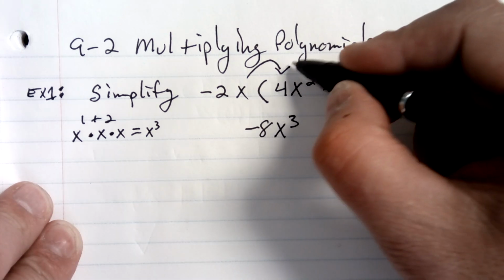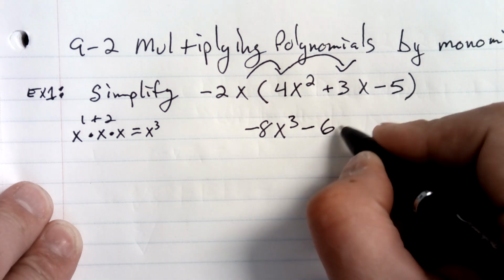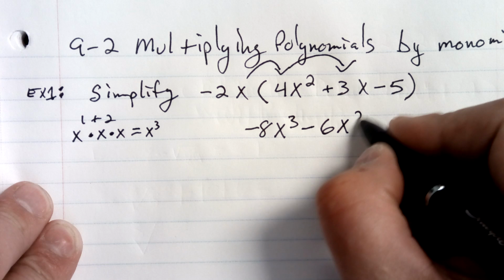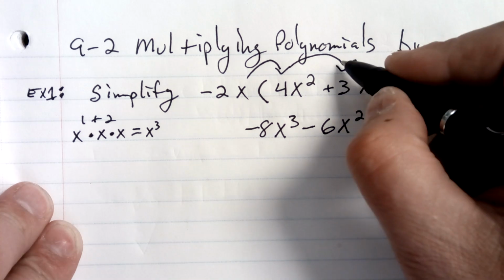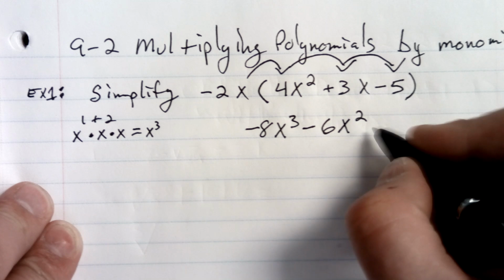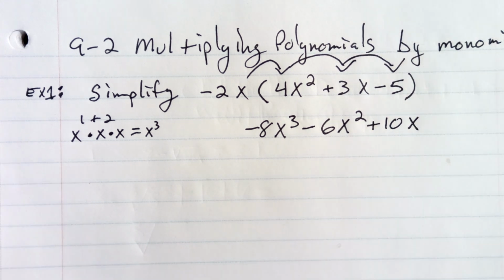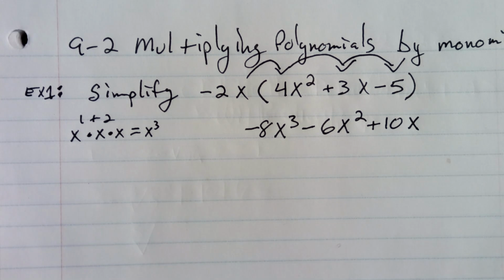Negative 2x times 3x is negative 6x squared. Negative 2x times negative 5 is positive 10x. That's it. You're just simplifying it. That's it.